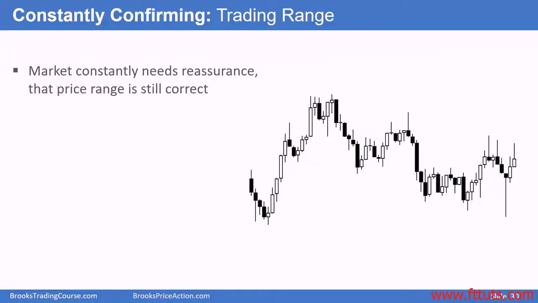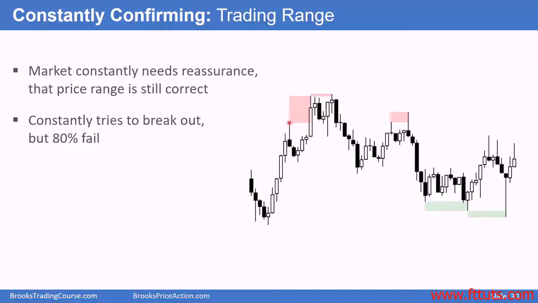Markets constantly need reassurance that the price range is approximately right. It probes up, it probes down. It's constantly trying to break out. Tries to break out, reverses down. Tries to break out, reverses down. Tries up, reverses down. It probes down. Maybe the fair price is down here. So let's try to get there. Cannot get there. Sellers stop.